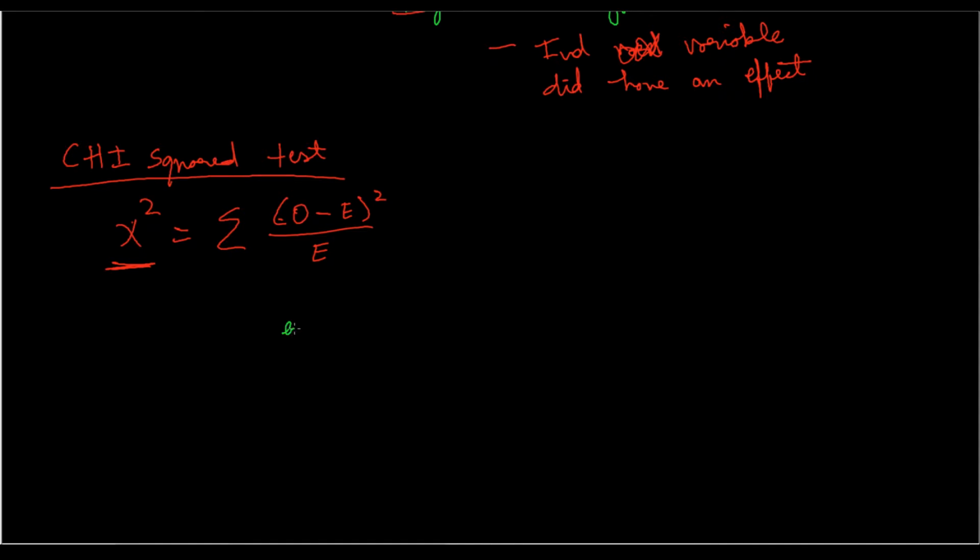So, example. We were observing tall people and short people in a certain population. We observed 570 tall people, so this is observed, and then we observed 330 short people.